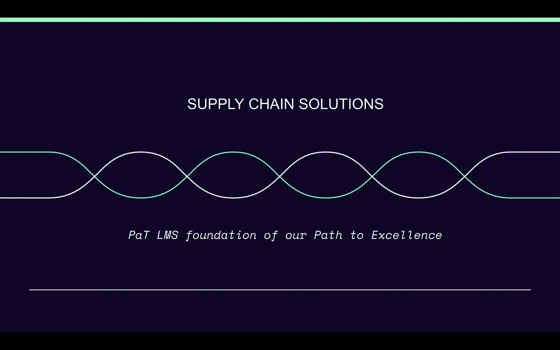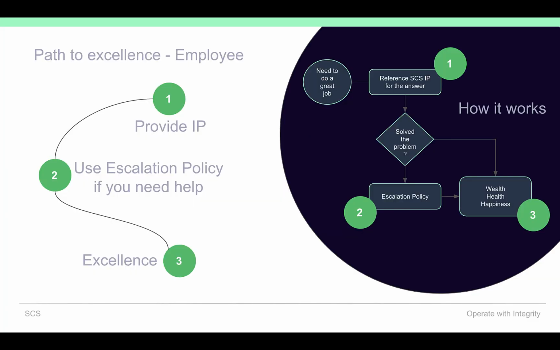So let's talk about the path to excellence. So the big call out here is that the foundation of our path to excellence is our IP. So there's really only 2 steps, and that results in the outcome, which is number 3. Number 1 is we provide the IP. Number 2 is we use the escalation policy if you need help. And number 3 is we've achieved excellence.